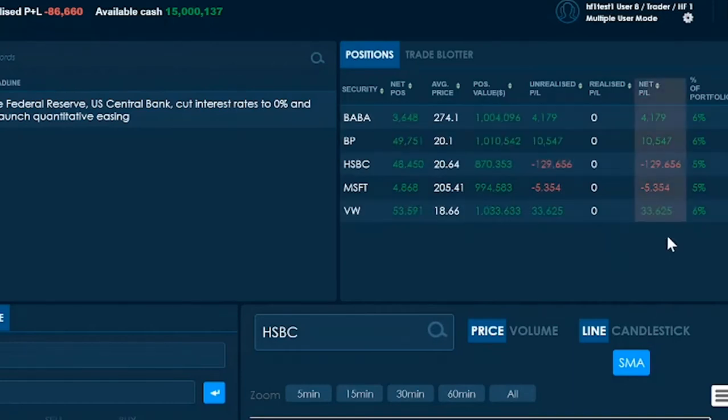Now the net P&L is just adding up both, okay? So sometimes you might have a position in Alibaba, but it might be the second position you've had on in that stock, and you'll have realized P&L from the first one and you'll have unrealized P&L for that second trade that you're still in. The column on the right here is just showing what percentage of your overall portfolio is made up of that particular shareholding.